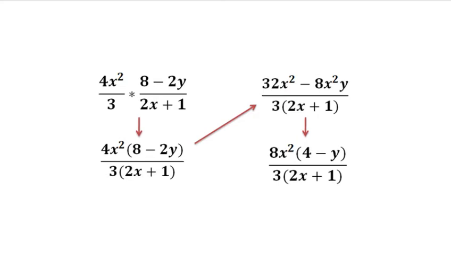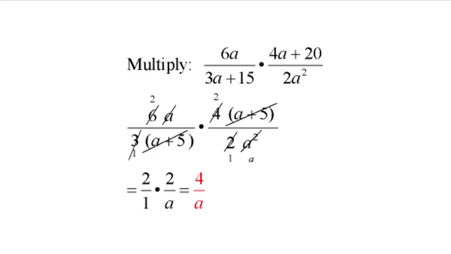This problem, 4x squared over 3 times 8 minus 2y over 2x plus 4. Here we have two variables. So what you want to do is first, if you follow the arrows, you want to multiply everything. So 4x squared times 8 minus 2y over 3 times 2x plus 1. 32, and then once you distribute, you should have 32x squared minus 8x squared y over 3 times 2x plus 1. Then you simplify, and your final answer should be 8x squared times 4 minus y over 3 times 2x plus 1.